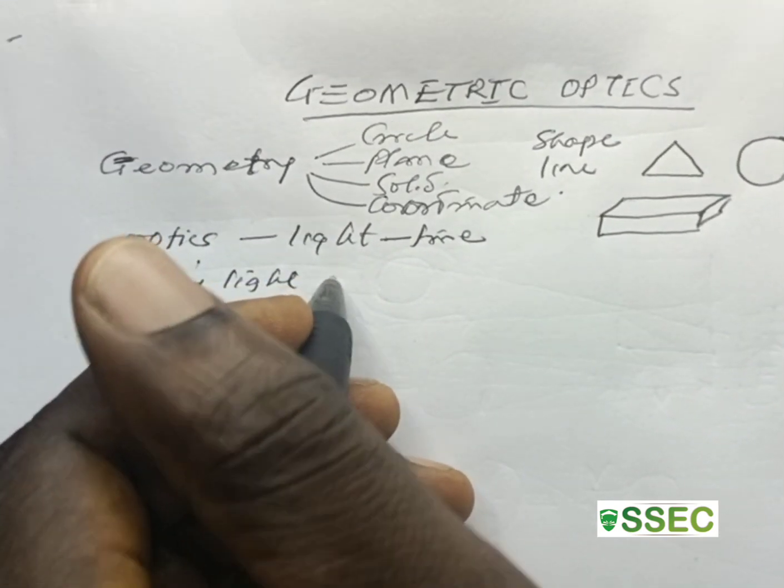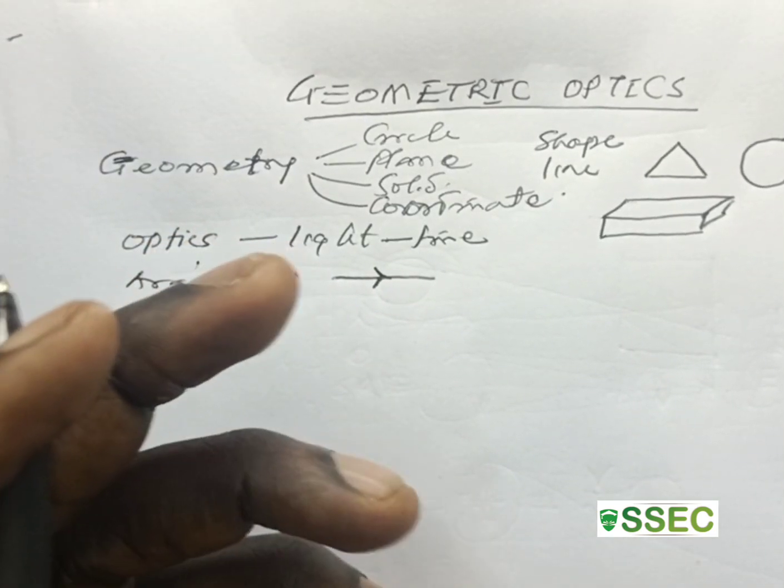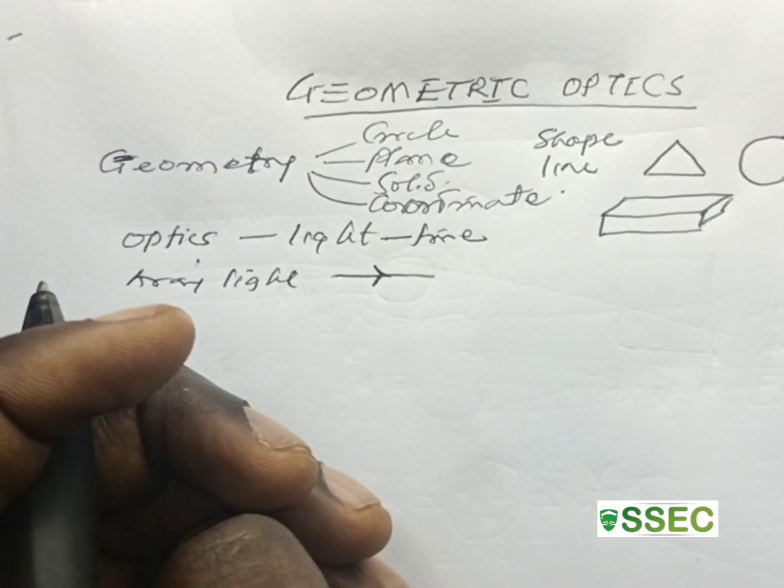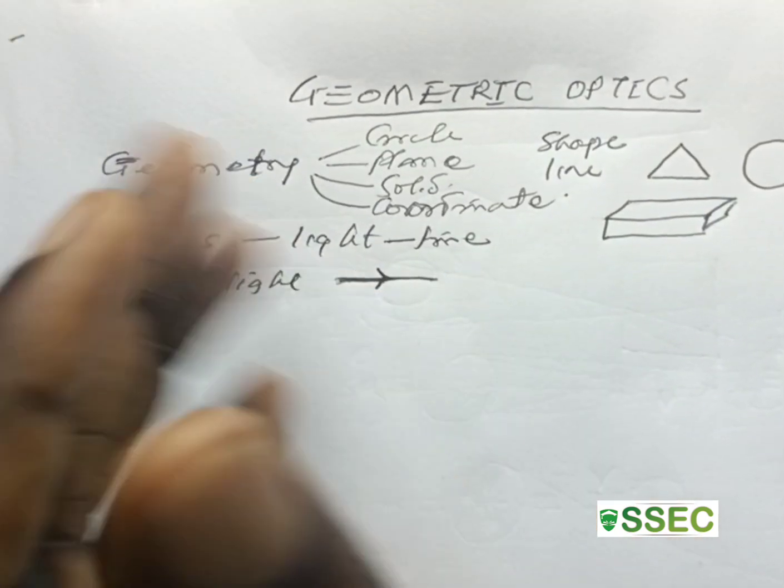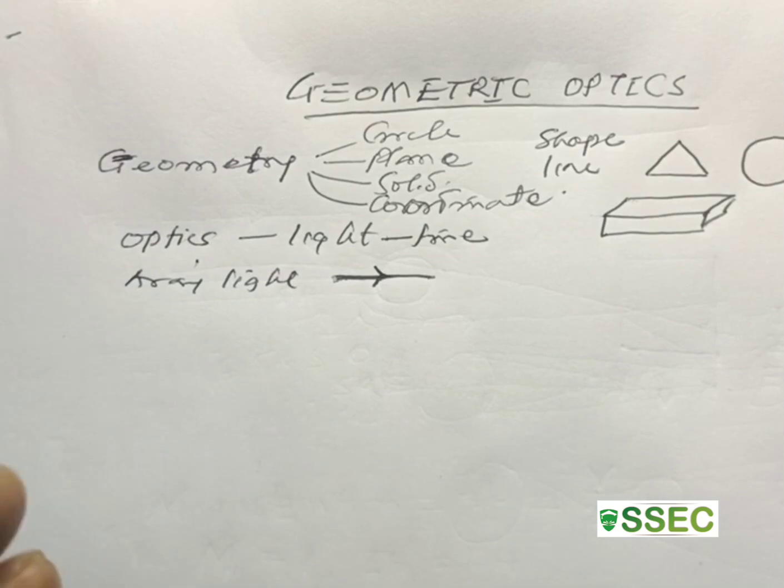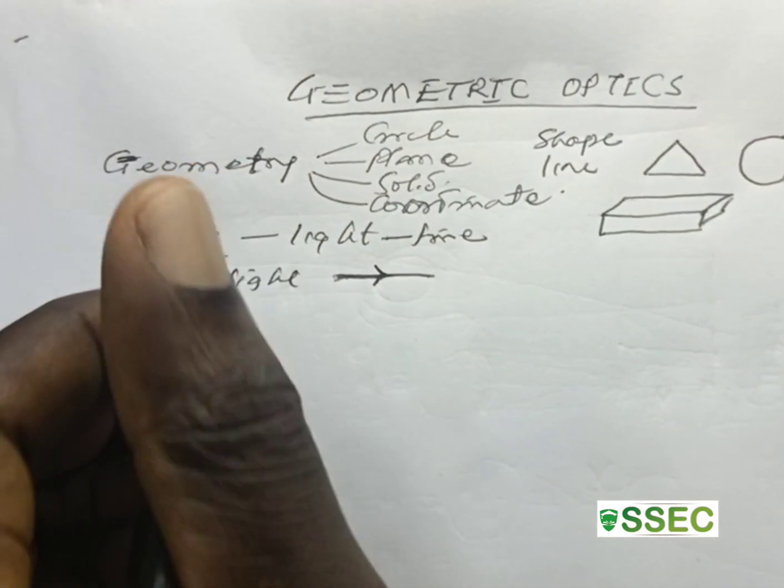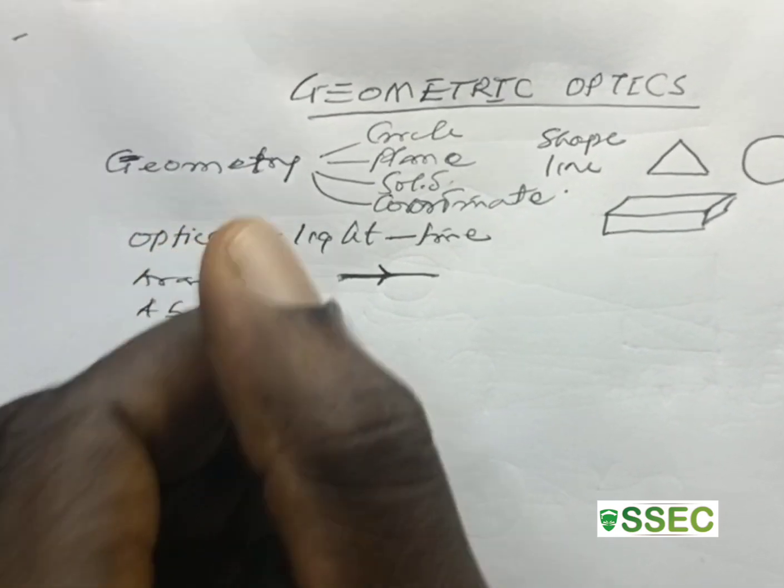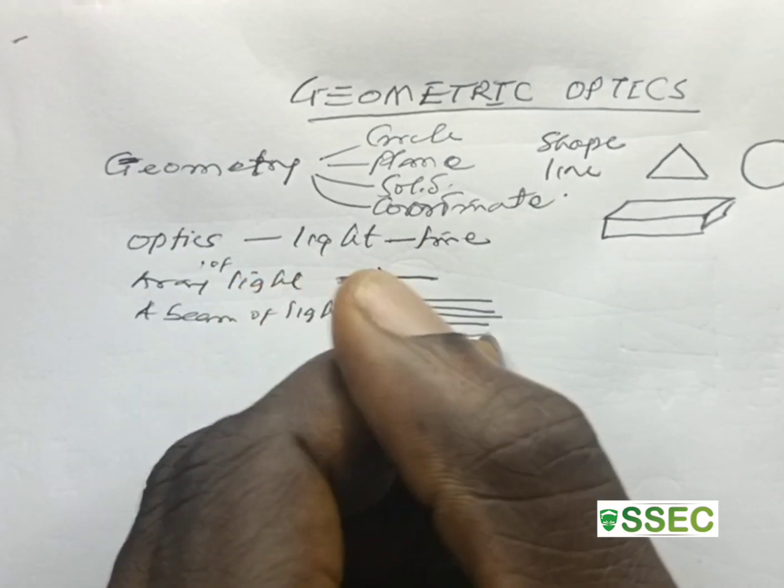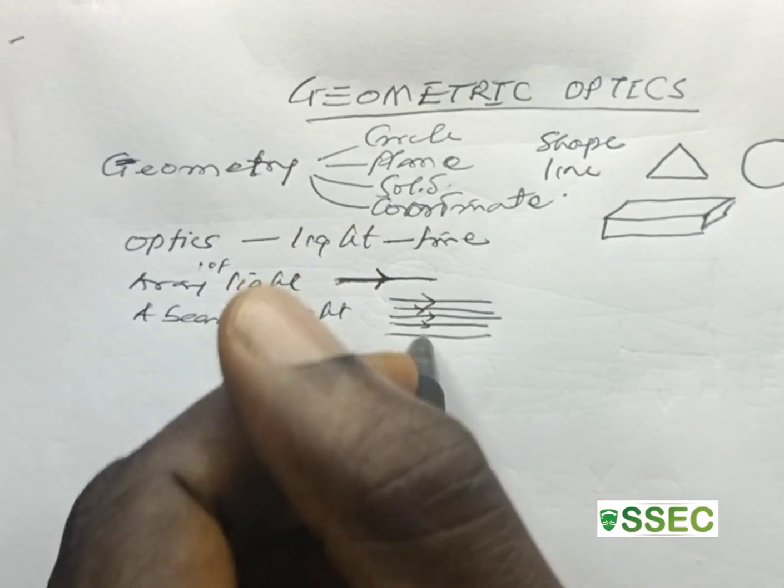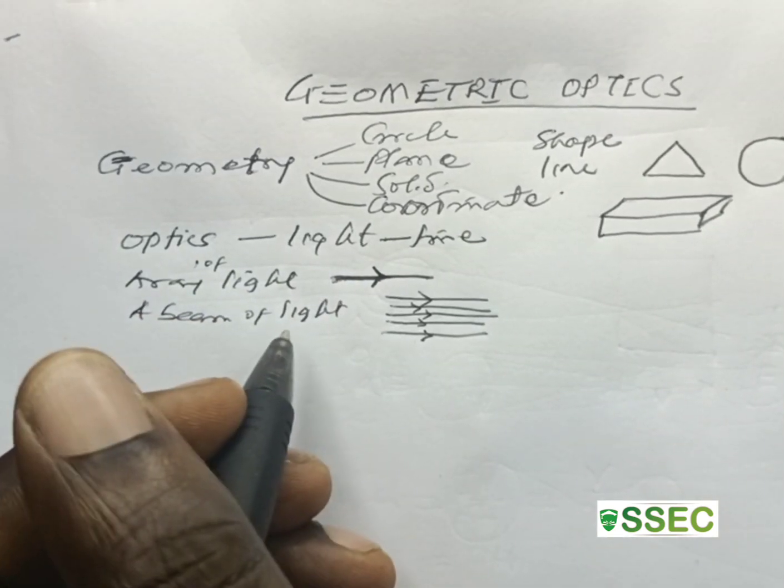So let's take, for instance, a ray of light. You want to represent it, you use a line with an arrow direction. Please, the arrow direction is very important. If you draw a line without the arrow direction, you only draw a line, not a ray. Then the next thing is a beam. A beam of light is a collection of rays of light. So when you have them in pack, in group, you call it a beam.